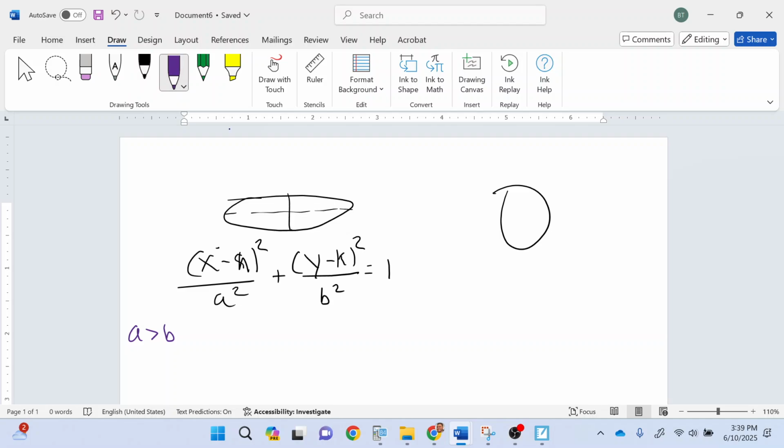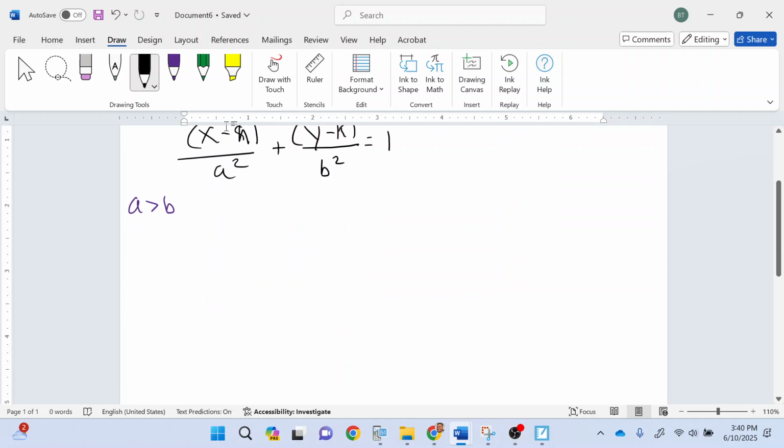You have something called the foci, which is some points here and here on the major axis. a is the distance from the center to the edge. c is the distance from the center to the foci. And b is the distance from the center to the edge of the minor axis. So because you have something like that, you have situations where I might ask you what the foci is. I might ask you how to graph this. So let me make up a question right now.